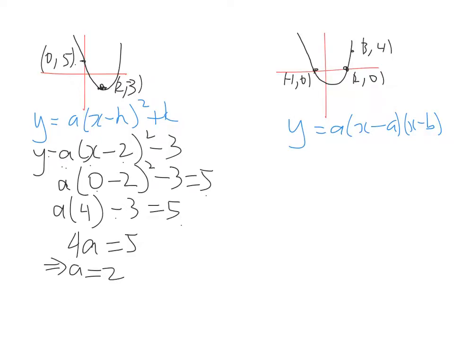So we've got to make sure that we write that in the correct form now. So y equals 2 times (x minus 2) all squared minus 3.